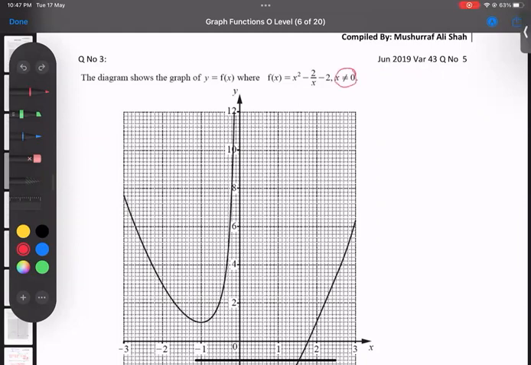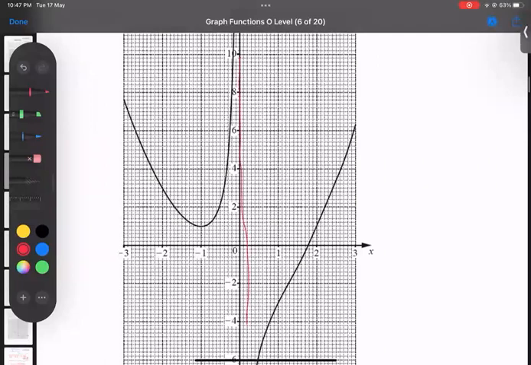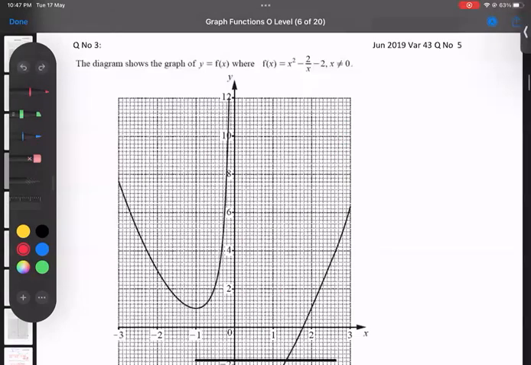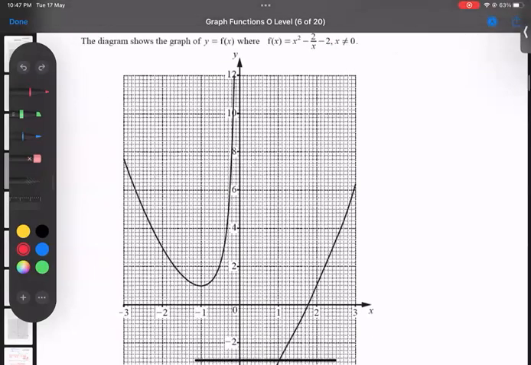When he mentions x is not equal to 0, it means the graph will not meet. You can see that at 0 the graph's left hand side is separate and the right hand side is separate, so they will not join each other. It's just a condition, so don't confuse yourself with x is not equal to 0.